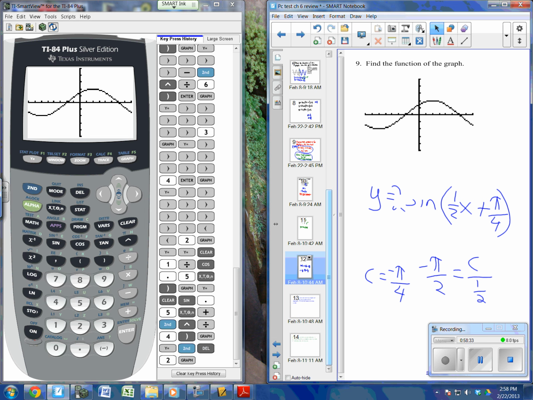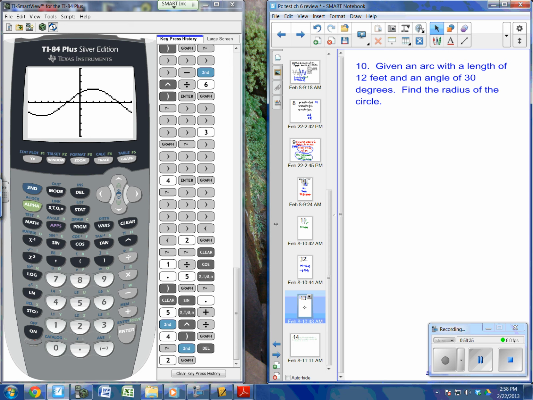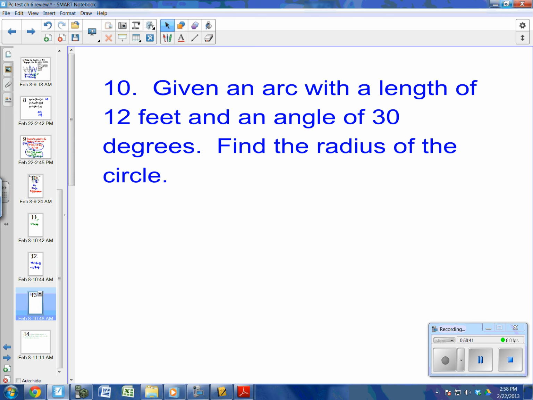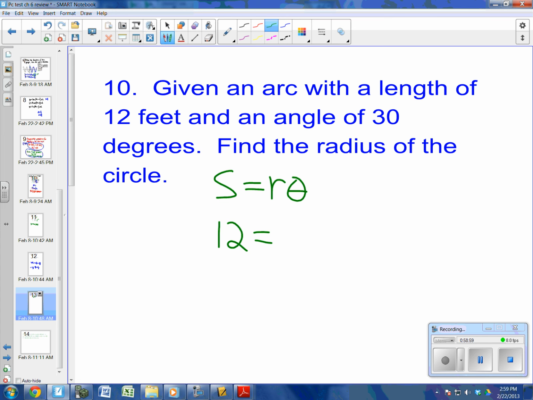Let's see if there's one more question you need to know. Yeah, arc length. If you remember right, make this big now. Given an arc with a length of 12 feet and an angle of 30 degrees, find the radius of the circle. We learned the arc length formula, which is S equals R times theta. I'm given the arc length is 12 feet, so I'm going to put 12 in for S, which stands for arc length.